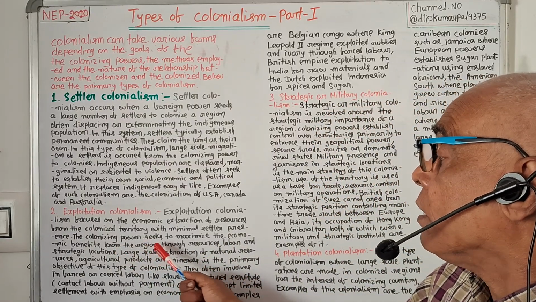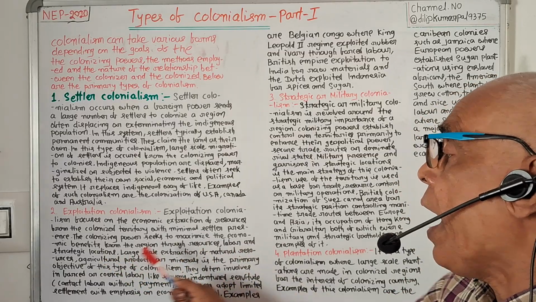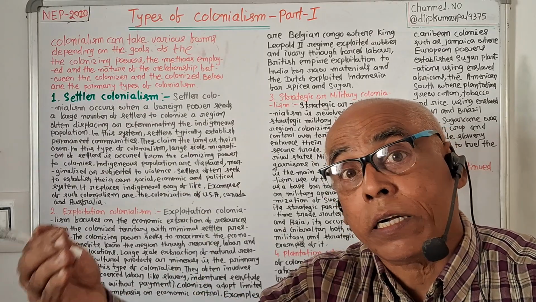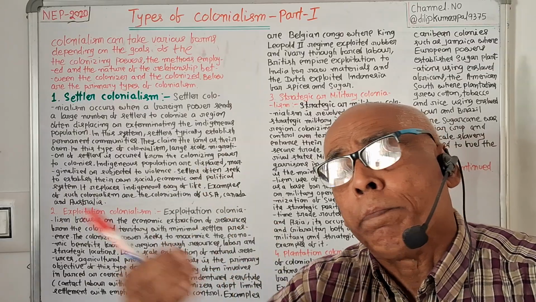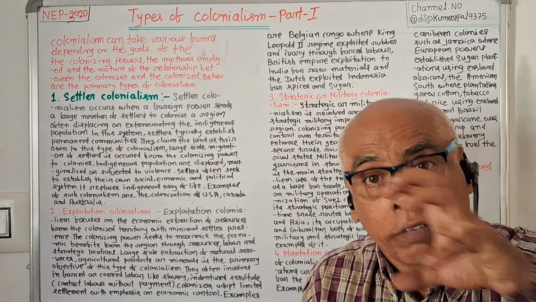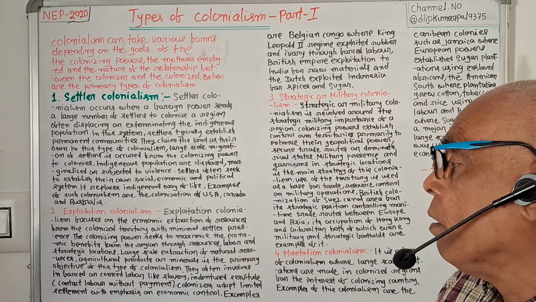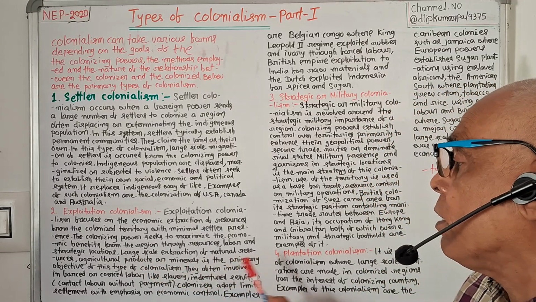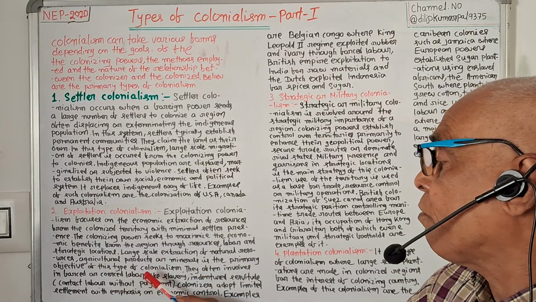The colonizing power seeks to maximize the economic benefit from the region through resource, labor, and strategic locations. Whenever a country sends its people to another country to extract raw materials, it will send minimum people to settle there, and their purpose is to extract resources, labor, and strategic locations. Large-scale extraction of natural resources, agricultural products, and minerals is the primary objective of this type of colonialism.